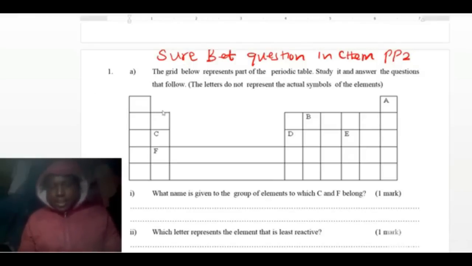We have started a series of KCSE Paper 2 sure bet questions. This one you will not miss them. I want to promise you around 30 marks in Paper 2 that you are sure about.